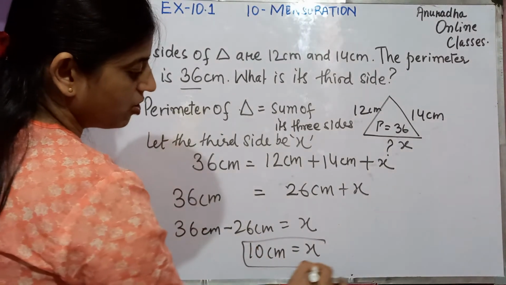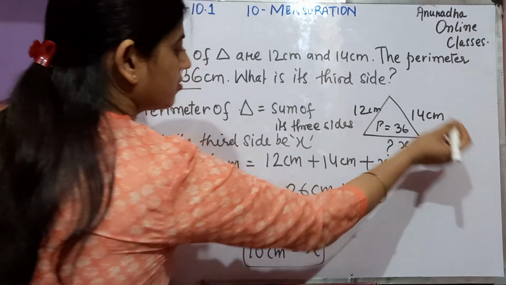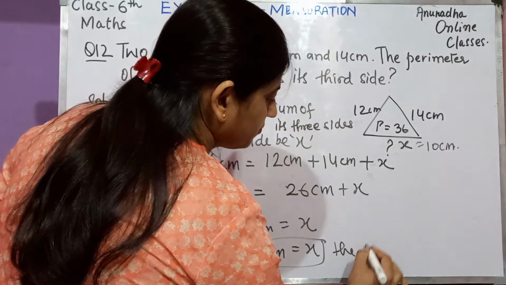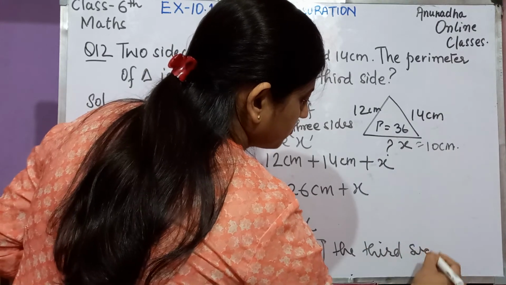So what is the value of x? x is 10 centimeter. Right? This is your answer, meaning the third side. Let's come to the next question.